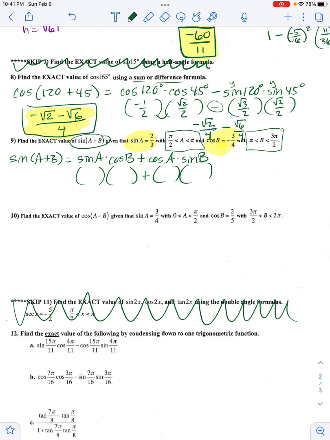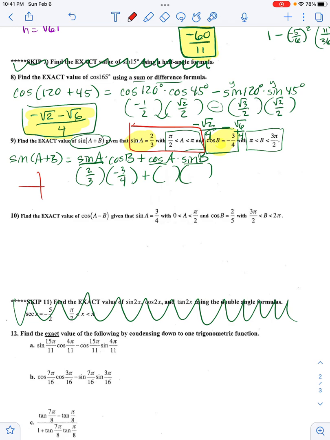I know that the sine of A is 2/3, so I'll write that in for sine of A. I know from over here that the cosine of B is negative 3/4, so that's going to be negative 3/4 in there. What I don't know is the cosine of A and then the sine of B. So let me take this information about triangle A and figure it out.